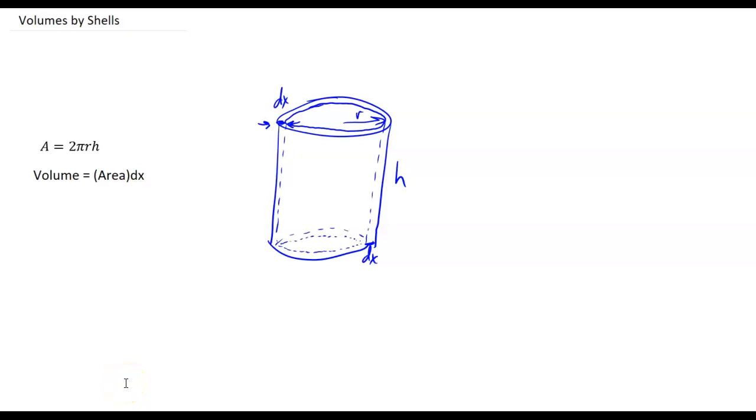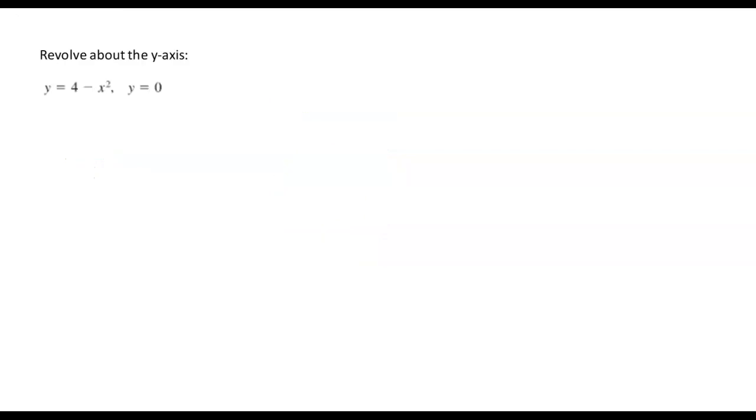So that's what this picture is representing. Think of this as a sheet of paper turned into a cylinder, and the length of the paper is 2 pi r, the height is h, and the thickness is dx. So the volume is going to be the area of the paper times its thickness, which is 2 pi r h. So let's apply this to an example.